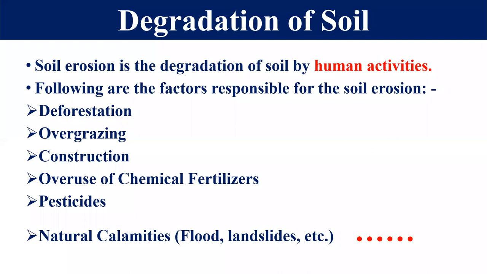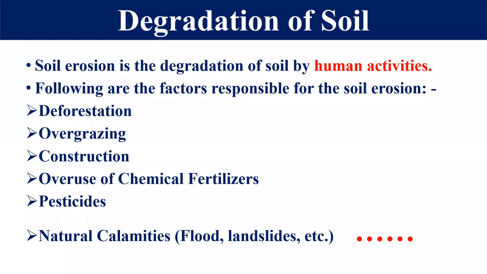Because if we want to increase our production, we require more pesticide and more fertilizers. Then we can get more and more agriculture product. But due to overuse of this chemical fertilizer, it also declined the fertility of that soil. So the overuse of the chemical fertilizers and the modern inputs in agriculture is also the basic reason for soil erosion, right?